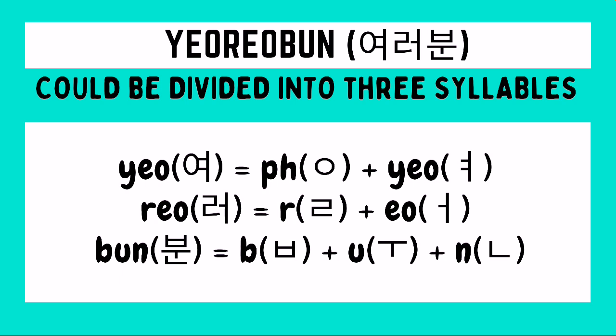To be able to write the first syllable yo, we need to draw first a placeholder iyang followed by the yo character. For the second syllable ro, we need to draw first a real character followed by the o character. For the last syllable bun, we need to draw first a beep character followed by an ul character followed by a neon character. And then we just have to combine the hangul for each of these three syllables to form the hangul of the word YEOREOBUN.